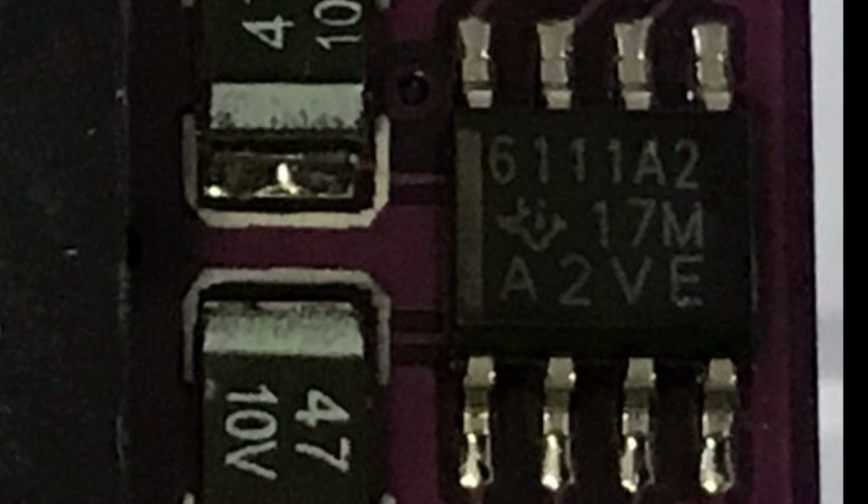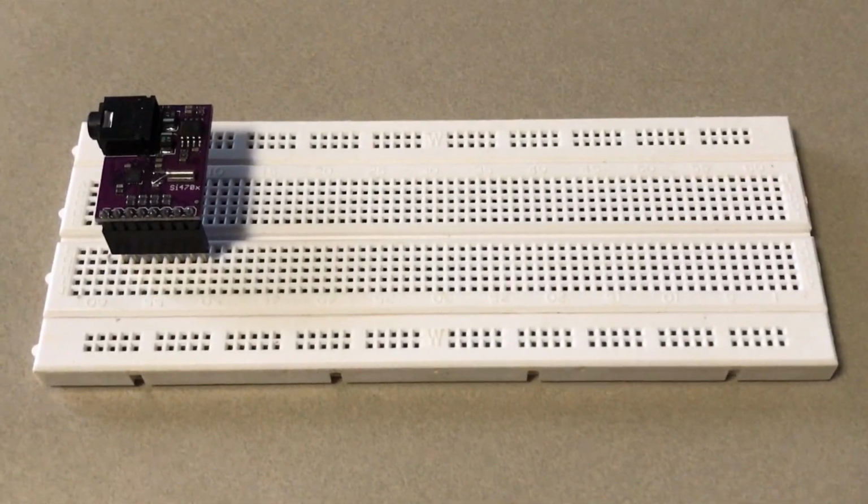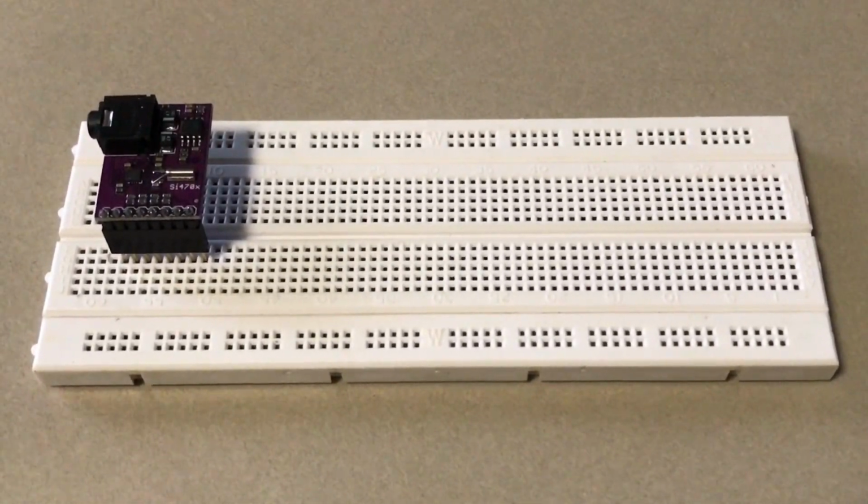This board also has a Texas Instruments headphone amplifier with it, and here's the schematic. It's open source hardware from Sparkfun, so what I've got is actually a clone of the Sparkfun board from eBay. I've dug out a breadboard for this one, and there it is, one finished FM radio.